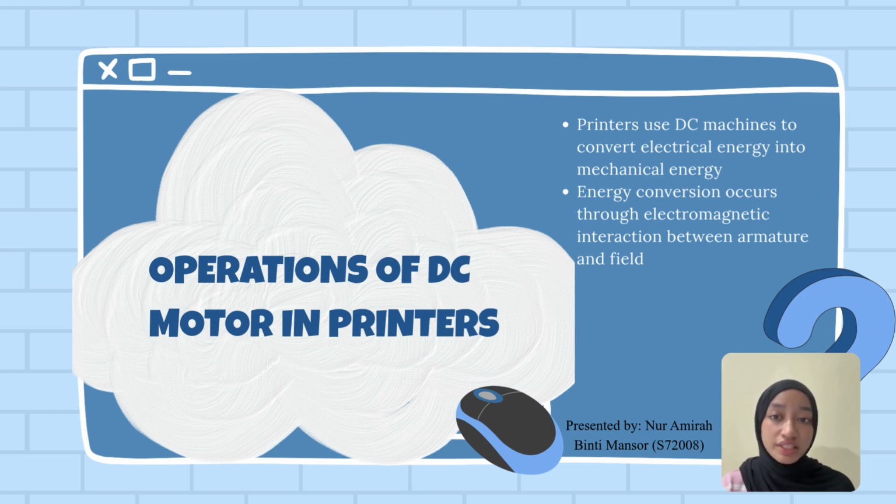Printers use DC machines to convert electrical energy into mechanical energy. Energy conversion occurs through electromagnetic interaction between armature and field.